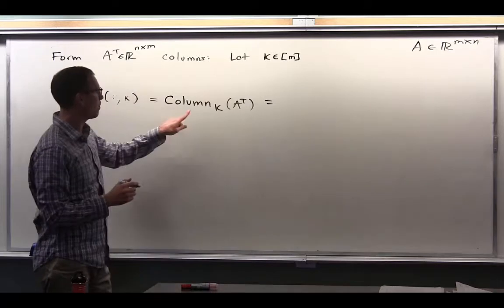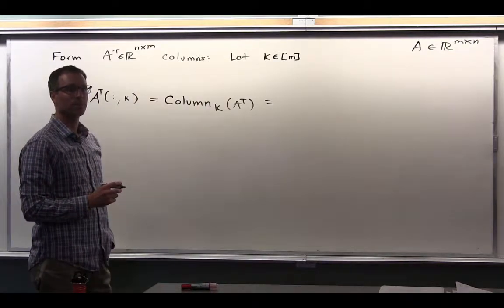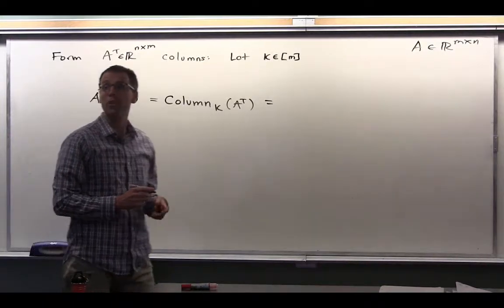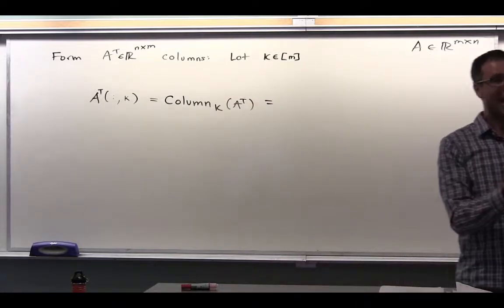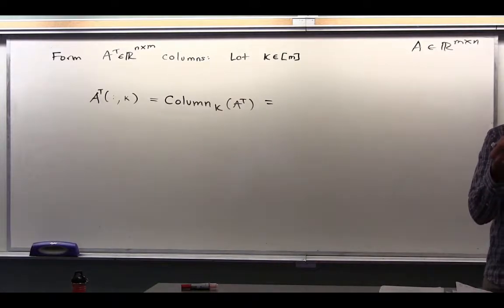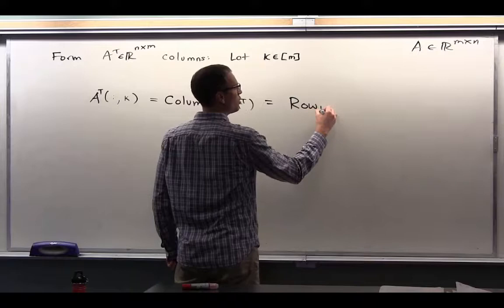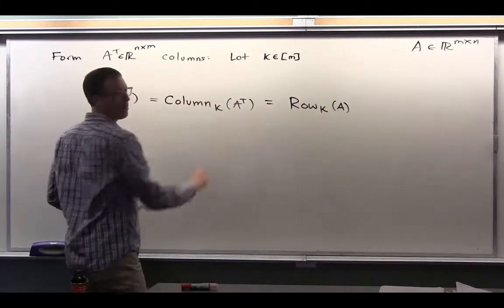What is column k of A transpose? How did I form the transpose matrix? Column k of the transpose came from row k of the original matrix, and now I'm going to ask you to do something crazy for me. Does that equality make sense?